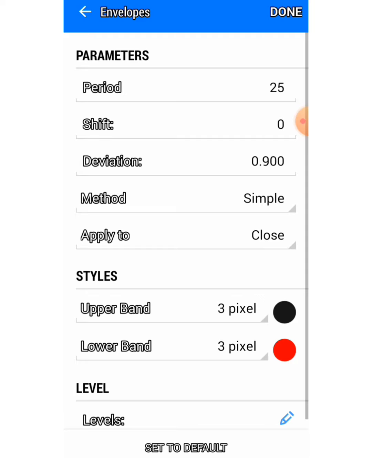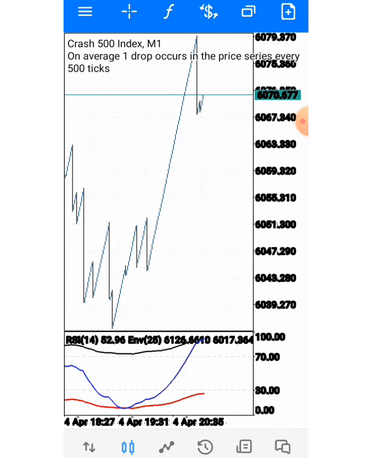For the envelopes, the period is 25, shift is 0, deviation is 0.900, method is simple, apply to close. The upper band is 3 pixel, I use black, but if your chart background is black, use white, so use the opposite color. The lower band is 3 pixel and I use red, no levels. Click done.